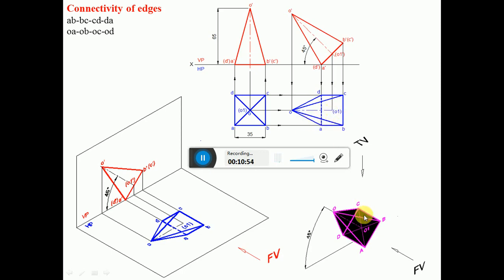It is evident from here also: AD is the edge, because when you look from the top view, this triangular face is hiding the edge AD, and naturally O1 also becomes invisible. This portion is totally invisible, hidden by the triangular faces OCD and OAB. So naturally O1 becomes invisible.